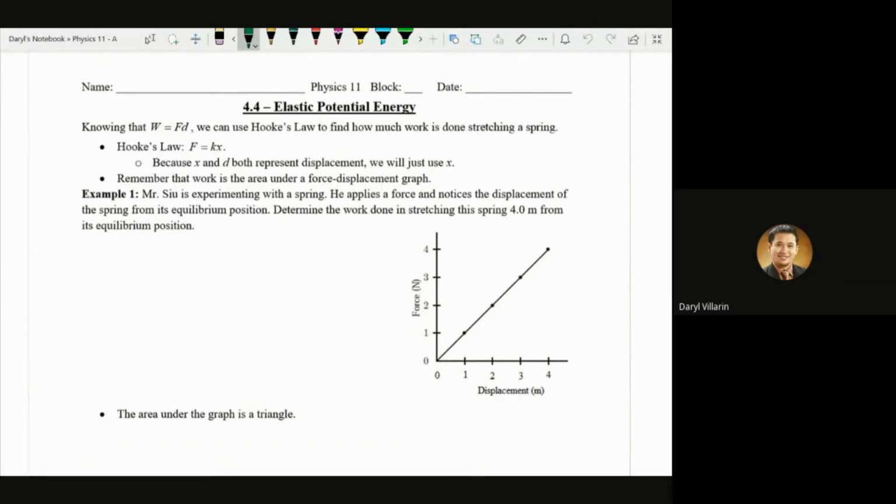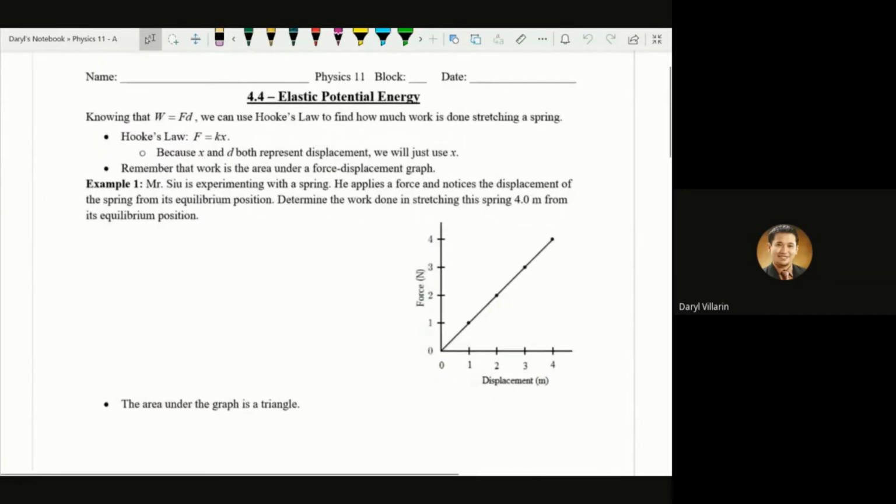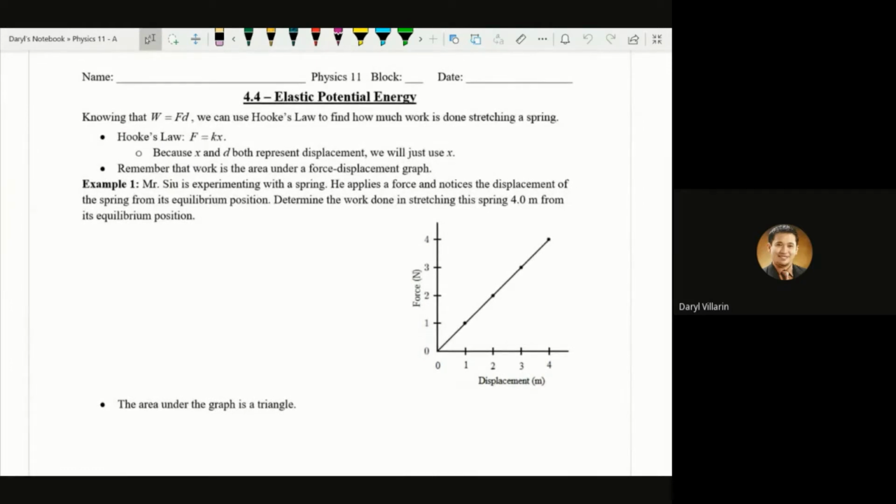Okay, in the previous section, 4.2, we talked about mechanical kinetic energy and gravitational potential energy. Another form of potential energy is elastic potential energy. So essentially, this is the energy stored in a spring.